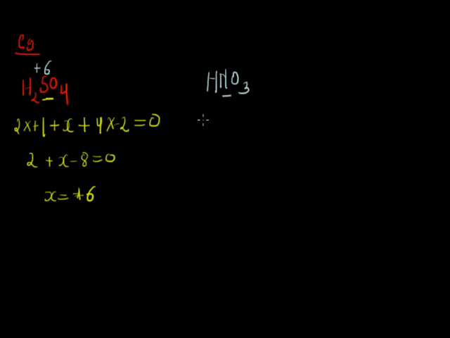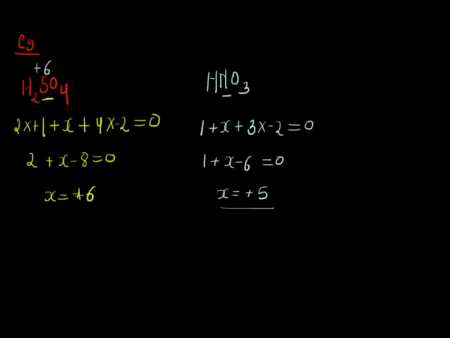Now, hydrogen takes plus 1, plus x, plus each oxygen having minus 2. Here are the 3 oxygens, so 3 into minus 2, and the total becomes 0. So 1 plus x minus 6 equals 0. Here x equals plus 5. So in HNO3, the OS of nitrogen becomes plus 5.